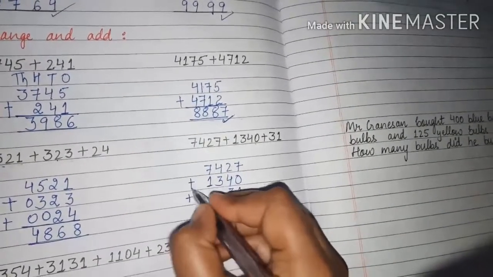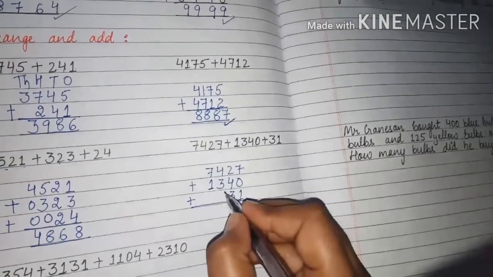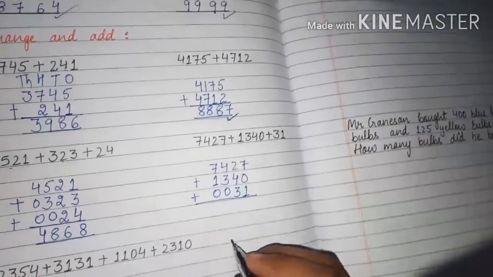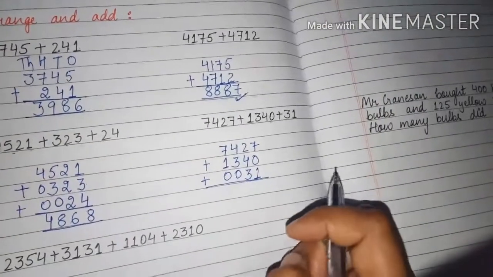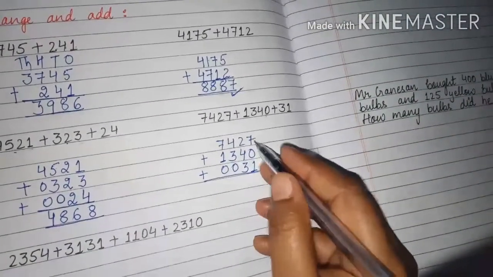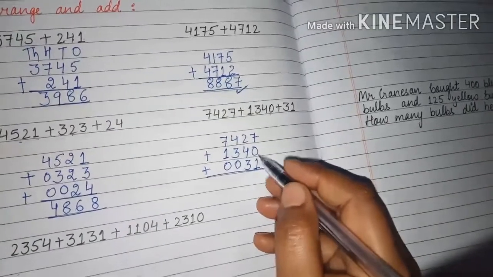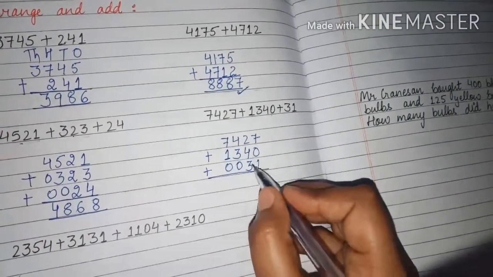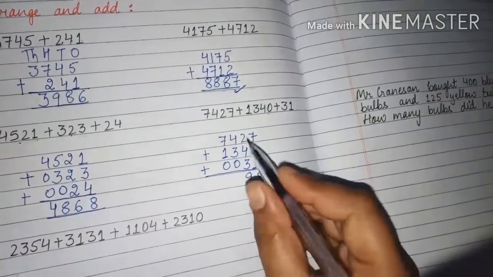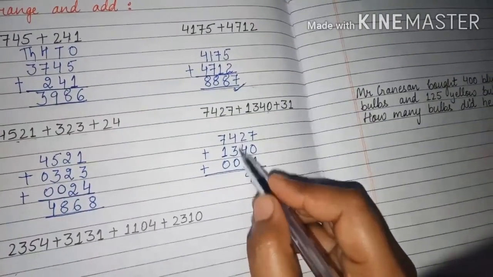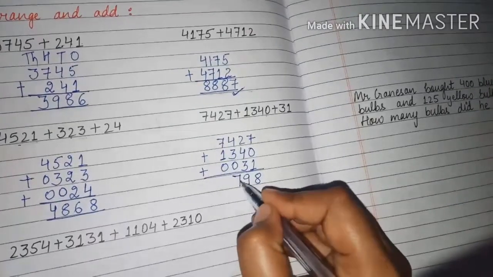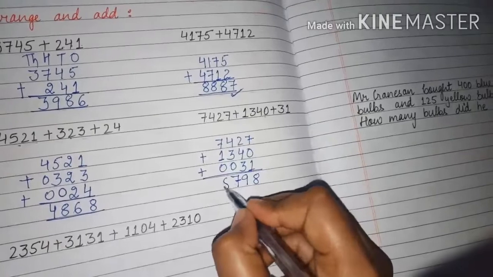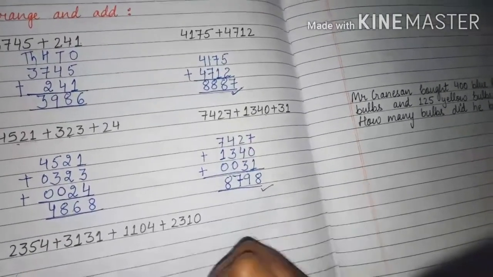Okay, put the addition sign. Now, in the spaces which are empty, write down zeros there. If you do not write anything, that also goes fine. 7 plus 0, 7. 7 plus 1, 8. 2 plus 4, 6. 6 plus 3, 9. 4 plus 3, 7. 7 plus 0, 7 only. 7 plus 1, 8. 8 plus 0, 8. You will get your right answer.